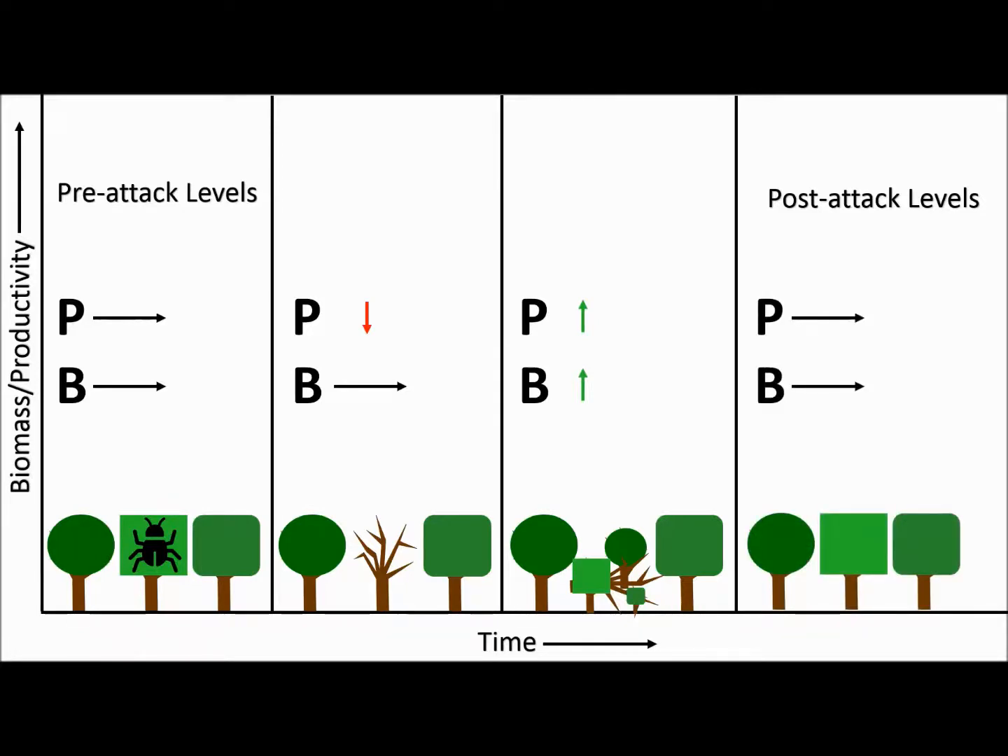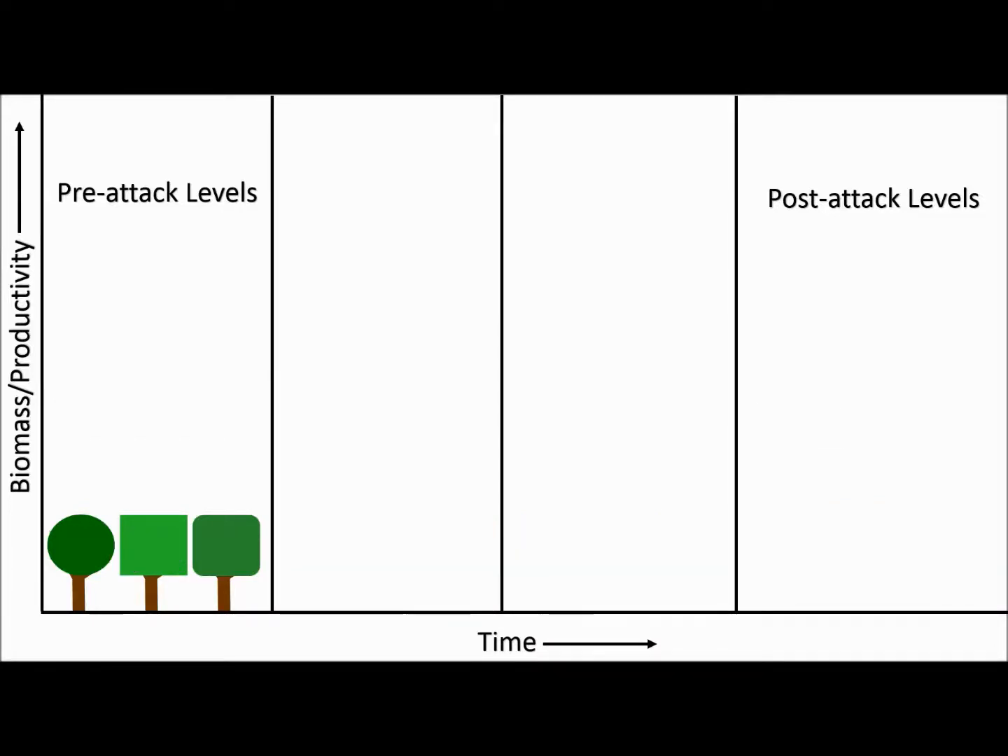And as those trees reach their full extent and height and become mature, we can have balanced productivity and biomass again. Now compare that with an invasive pest or pathogen. So similarly, at pre-attack levels, we're at a stable state. Now we have an invasive come in.